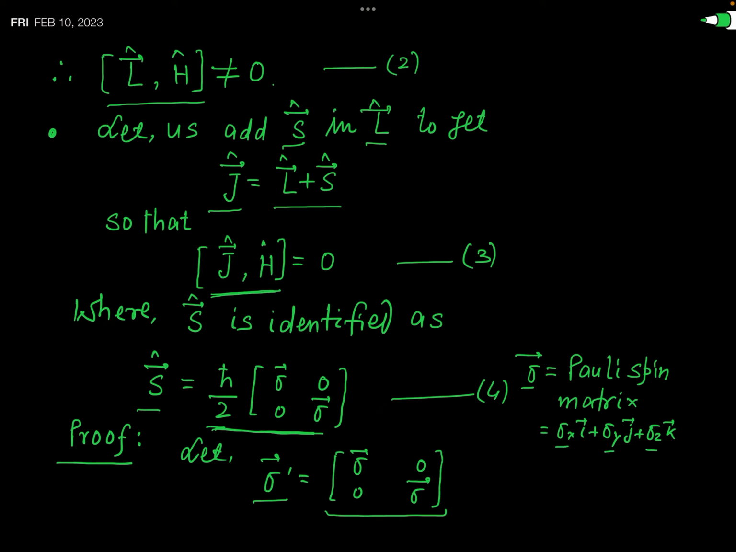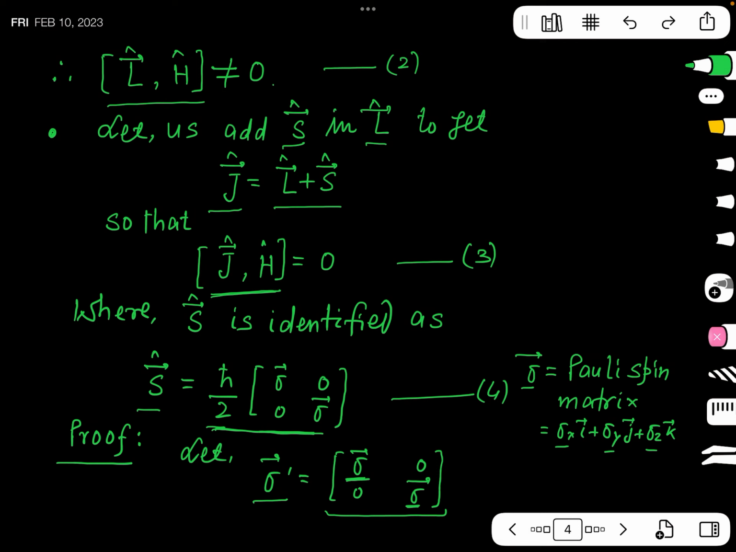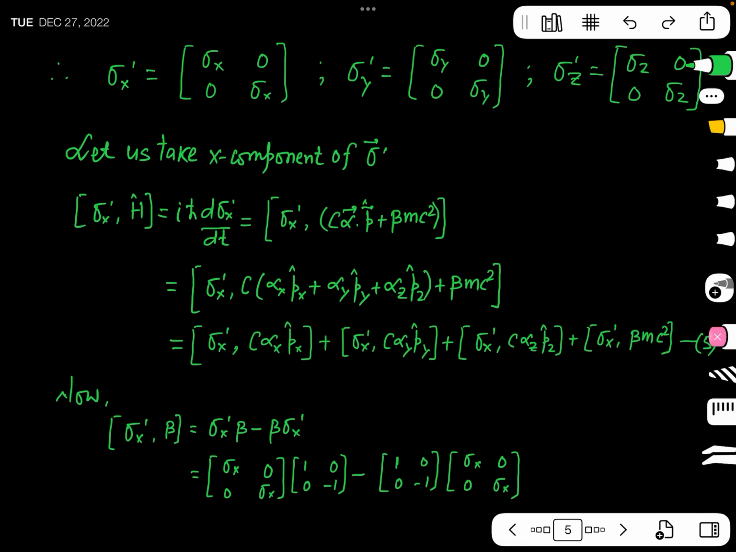Sigma x, sigma y, and sigma z. If you want to define the components of this sigma dashed, you simply put sigma x, sigma y, sigma z at the places of sigma. When you put sigma x here and also here, you get sigma x dashed. Similarly, when you put sigma y in place of sigma, you find the value of sigma y prime. So let us define the components of this sigma dashed.